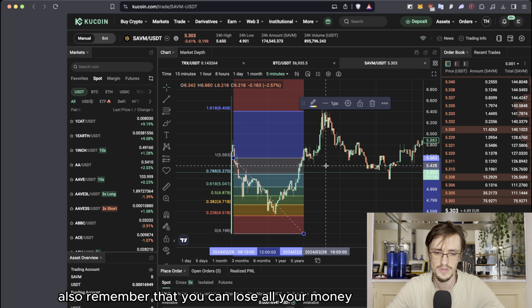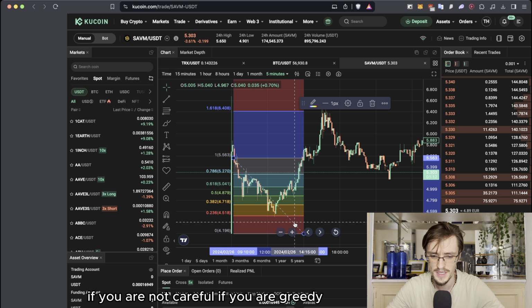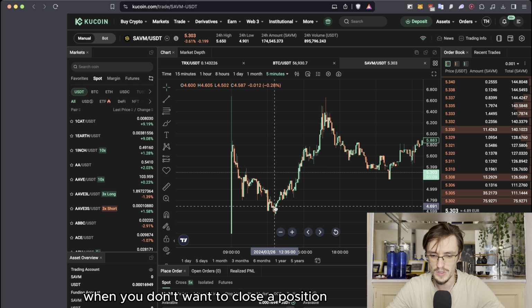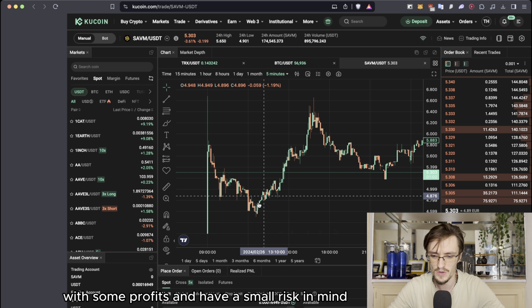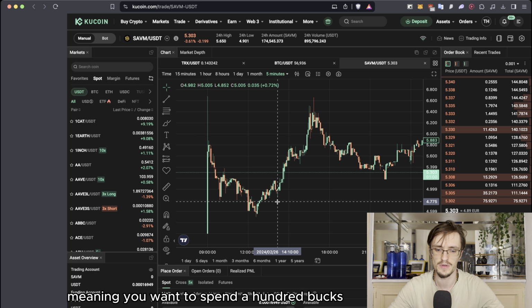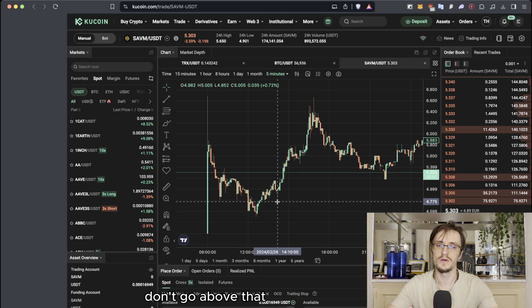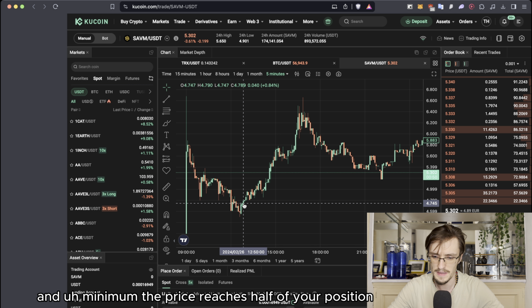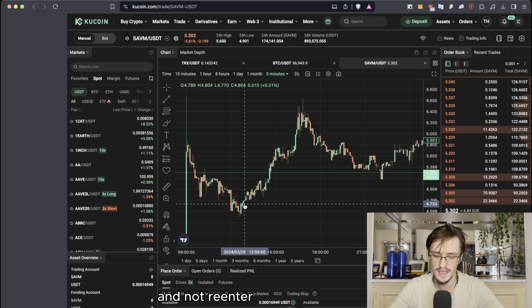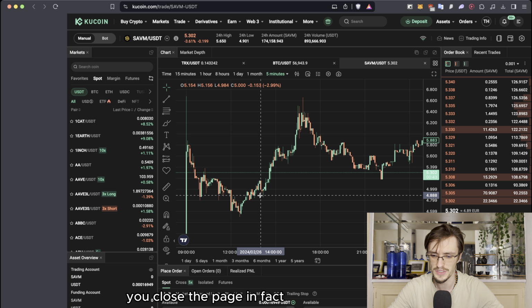Also remember that you can lose all your money if you are not careful, if you are greedy, when you don't want to close a position or you want to re-enter after taking a loss. Be content with some profits and have a small risk in mind, meaning if you want to spend $100, don't go above that, just set a hard limit. Set up a mental stop loss, meaning when the price reaches half of your position, you exit at a loss and do not re-enter, you close the page. In fact, you should close the website as soon as you take profits or your stop loss is hit.